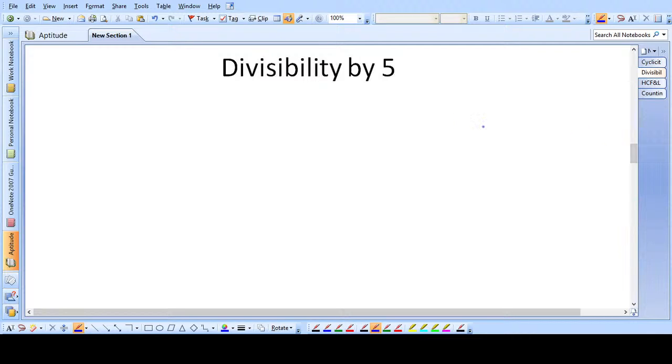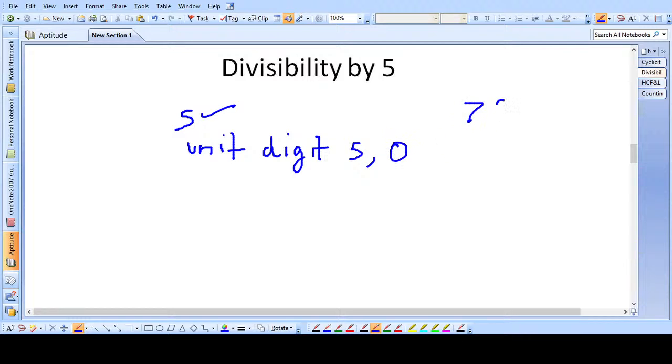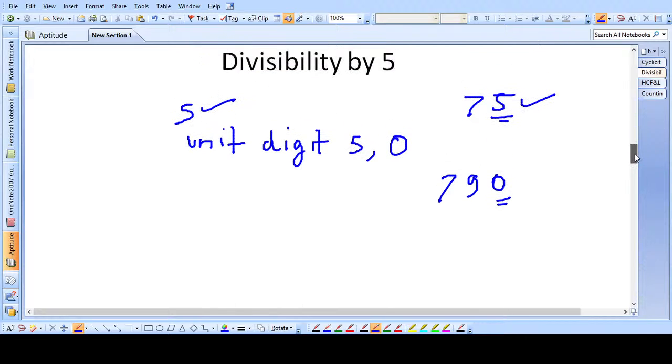Okay, this is very simple. For any number to be divisible by 5, you have to check just one criterion, that the unit digit should be either 5 or 0. If that's the condition, the number is divisible by 5. Suppose let's take an example, 75. The unit digit contains 5, so it is divisible by 5. Let's take a bigger number, 790. It has 0 at the end, hence it is divisible by 5. Okay, either the unit place can be 5 or 0.